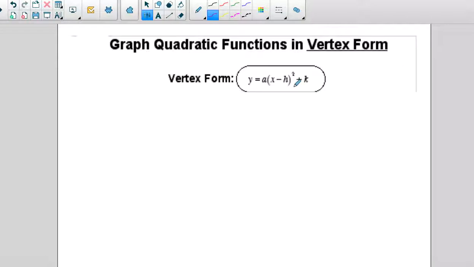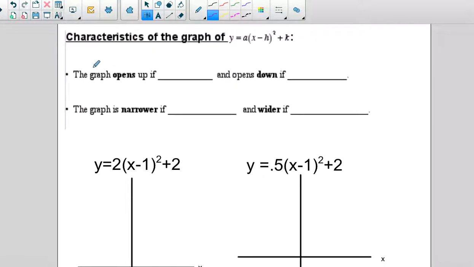And this one's a little bit more intuitive for us. We can get a lot more answers just from looking at the equation. With standard form, you have to do negative b over 2a to get the vertex, and other things to find out the other characteristics. But this one's a little bit more helpful. So first things first, what are the characteristics of this?